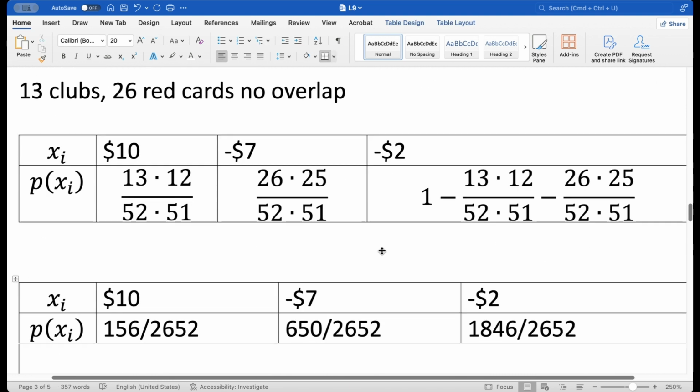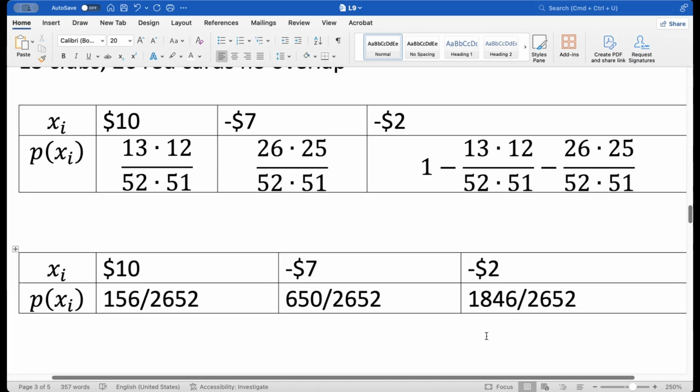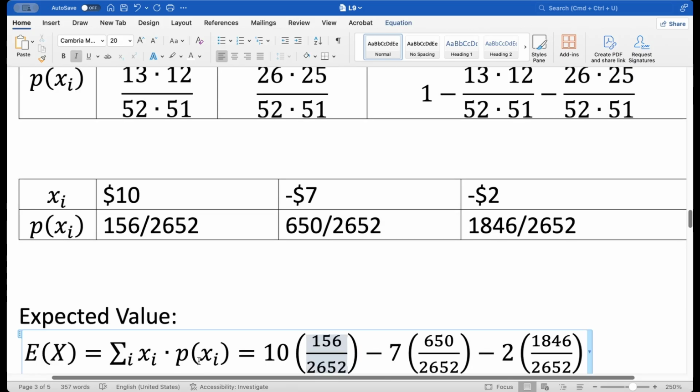So simplifying those probabilities a little bit, we get the probability of winning $10 is 156 over 2652. Losing $7 is 650 over 2652. And losing $2 is 1,846 over 2652. And then we use the formula for the expected value, summation x times p of x. So again, it's 10 times the fractional probability there, 156 over 2652. Then we have a negative 7 times 650 over 2652 and a negative 2 times 1846 over 2652.